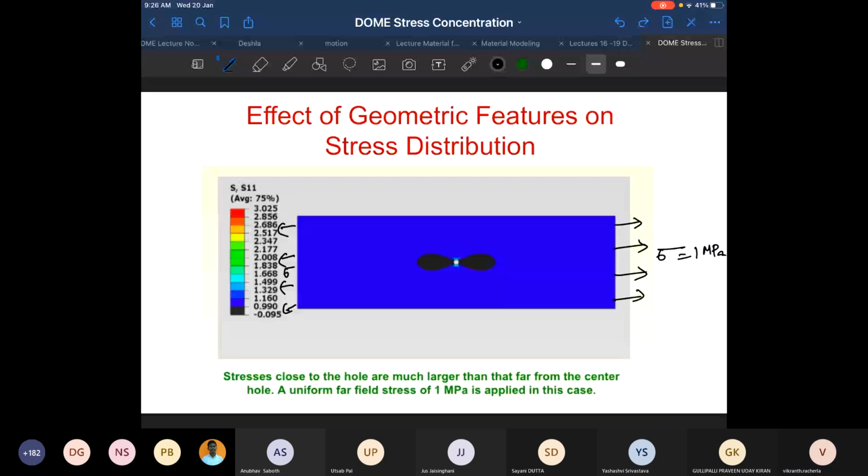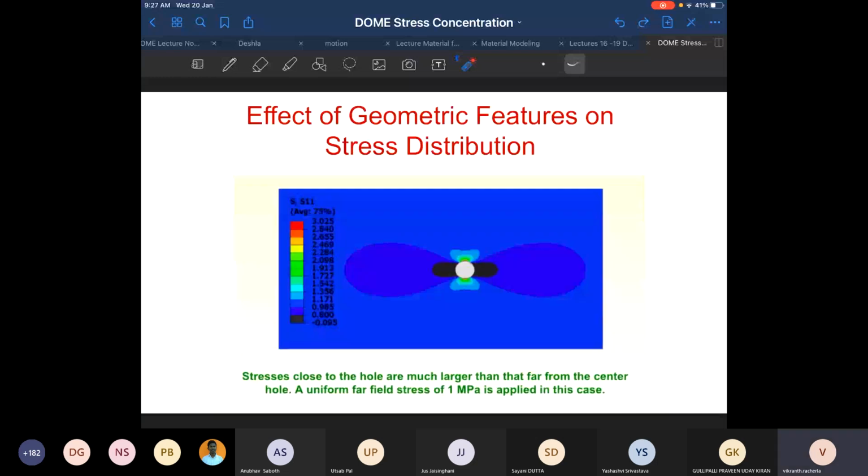Quick. I am applying the stress, right? So 1 megapascal. What is the value of the stress away from the hole? 1 megapascal. I'm applying a normal stress, or uniaxial stress, of 1 megapascal. Now close to the hole, what is the magnitude of stress?